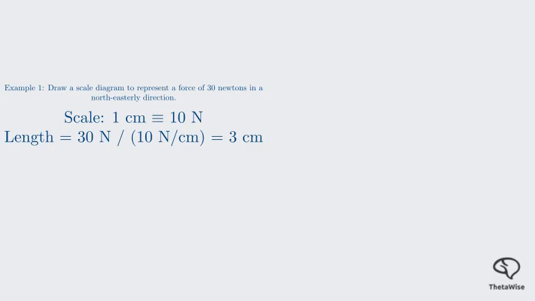Next, we need the direction. Northeasterly is 45 degrees from the east axis. So we'll start at an origin, draw a 3 centimeter line, and ensure its direction is 45 degrees relative to the east direction. We can use a compass to get this right. Here we see the final diagram. A line of 3 centimeters pointing 45 degrees up from the east axis. This single arrow visually represents the vector quantity. So we've now seen that a vector, with its magnitude and direction, can be effectively represented by an arrow whose length corresponds to the magnitude and direction corresponds to the arrow's orientation.